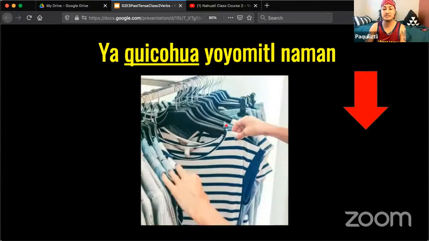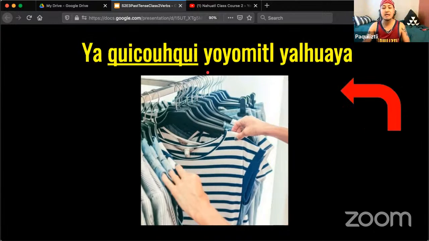Okay. Next one, seyok. Ya, oh, I meant to put seaka here, but whatever. It's not going to change anything. Ya kikowa yoyomit naman. If you don't know some of these words, your main focus should be this verb. If you don't know certain words, you could ask me what they mean, but for now, I'm not going to translate them, okay? Ya kikowa yoyomit naman. Ya kikohki yoyomit yalwaya.